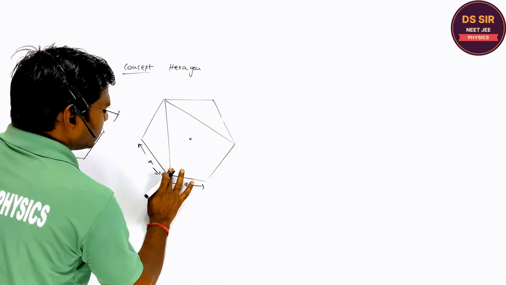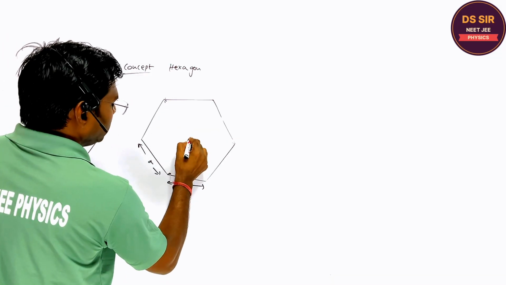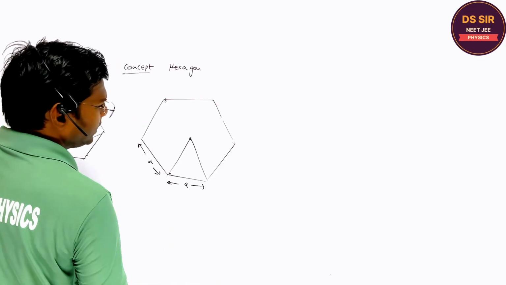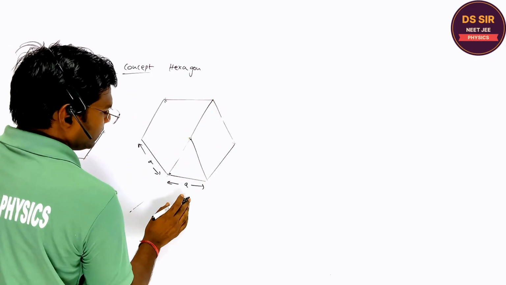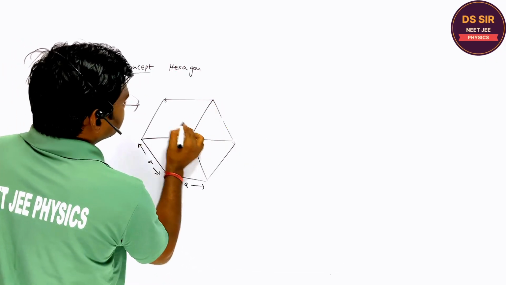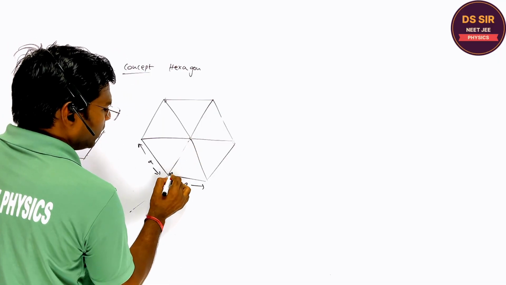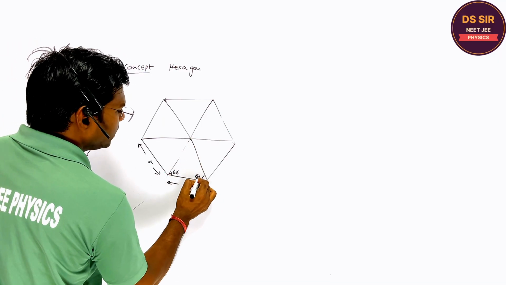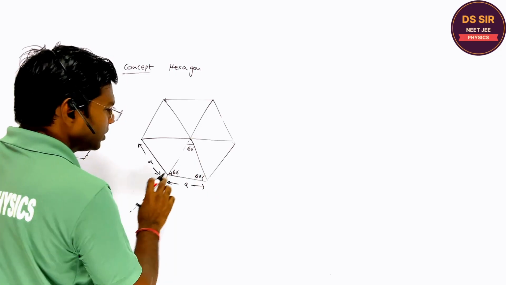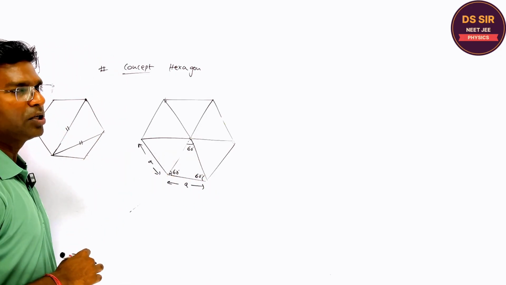Listen one thing. If you join the center, this is the hexagon. I think you understand this. So if this is 60 degree and this is also 60 degree, you understand this is an equilateral triangle.